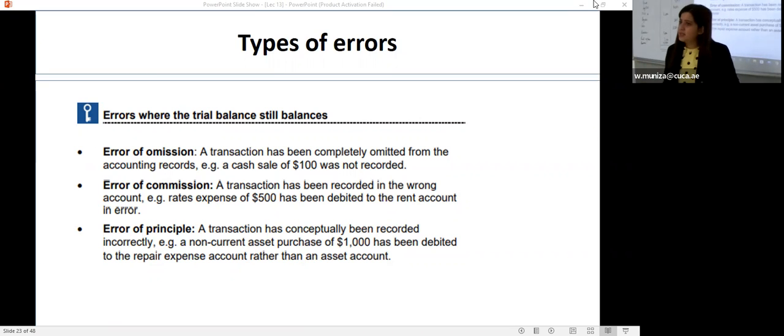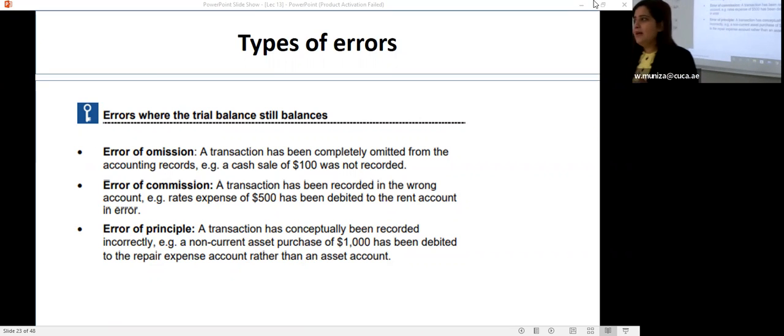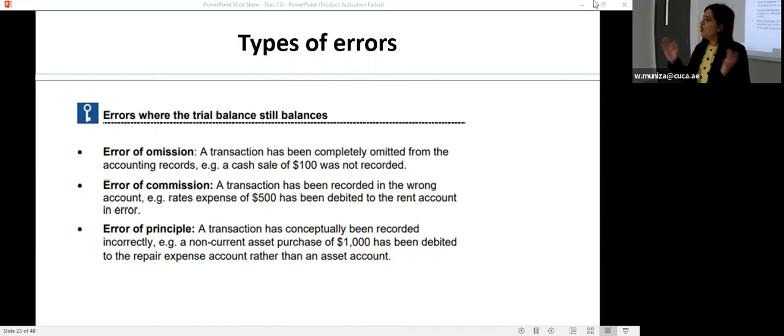So those errors which will still make your trial balance agree are obviously those ones which have been done on both the sides, debit and credit both. Whereas the other category, which we are going to discuss in detail in our next part, you are going to see that those will be done on one side, whether the debit is affected wrongly or the credit is affected. That is why your trial balance is not going to agree. So let's see errors where trial balance still balances.